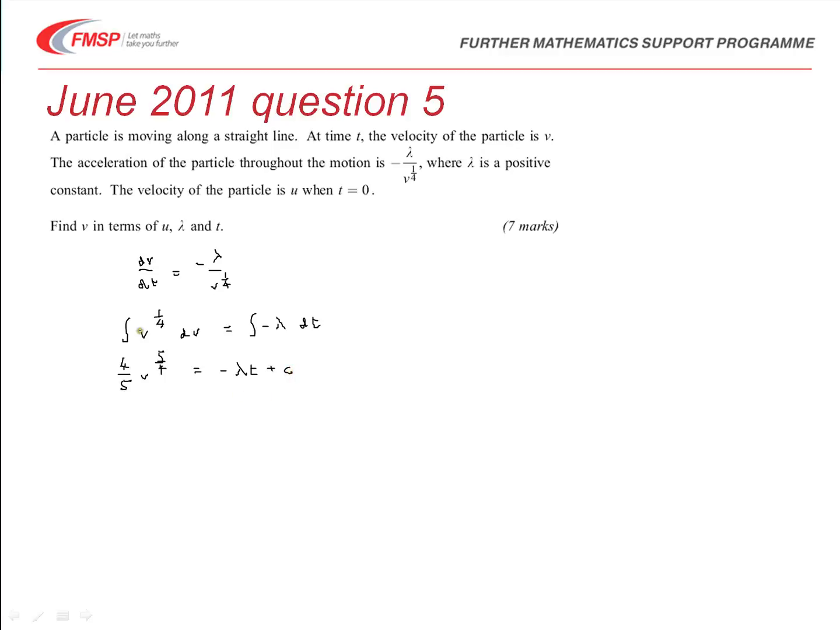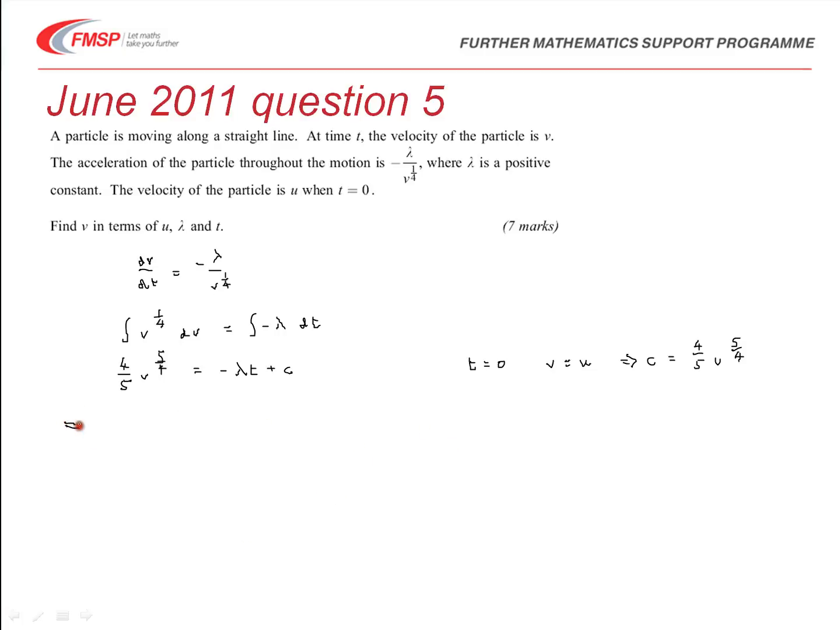And to find that constant, we can then substitute. When t equals 0, v is equal to u, and so that will give us that c must equal 4/5 of u to the power of 5 over 4, which we can then substitute back in.